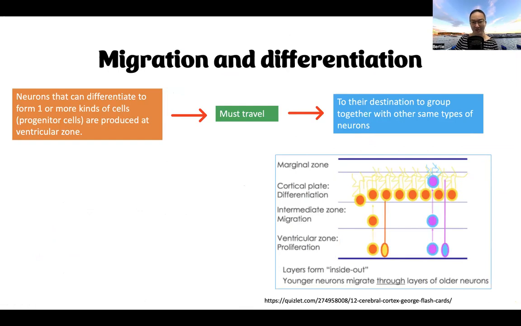Migration and differentiation. Neurons that can differentiate to form one or more kinds of cells, progenitor cells, are produced at the ventricular zone. The neurons must travel to their destination to group together with other same types of neurons. You can see here in the picture layers from inside out. Younger neurons migrate through layers of older neurons. You can see here marginal zone, cortical plate differentiation, intermediate zone migration, and ventricular zone proliferation.